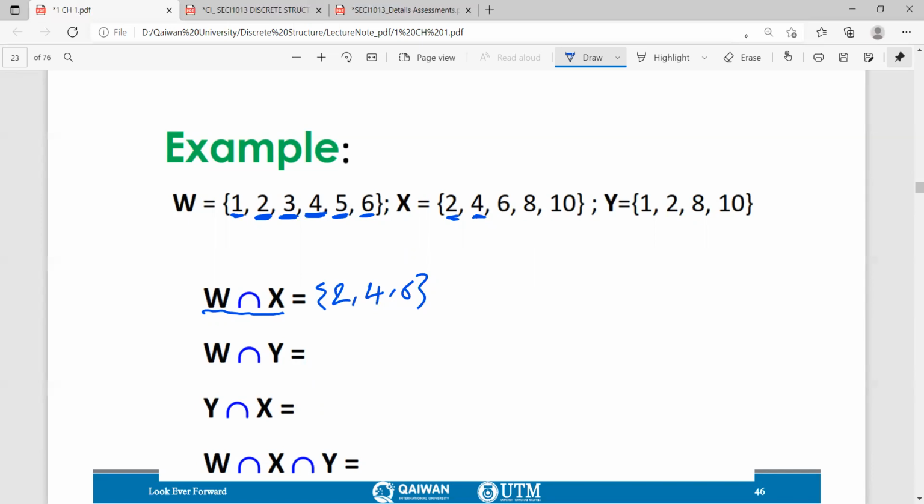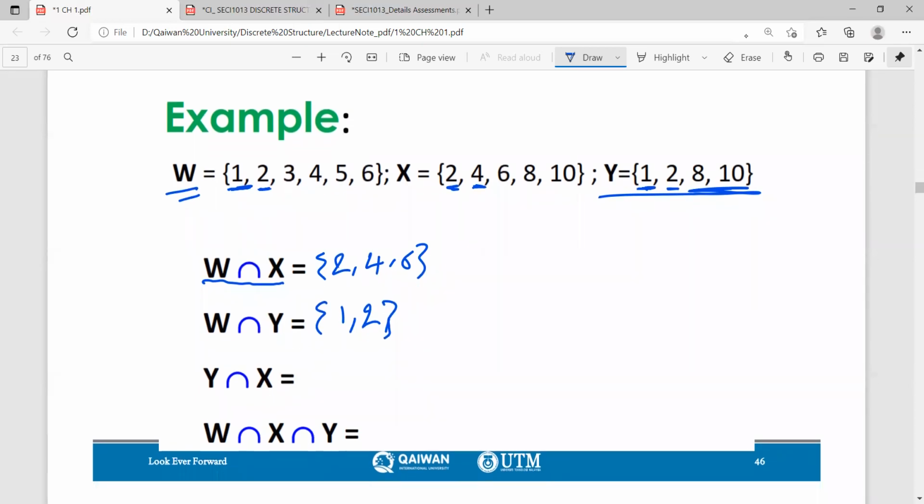For W intersection Y, these 2 sets. 1. Do we have 1 in Y? Yes. 2. We have 2. 3, 4, 5, and 6, we have none of those elements here. That means this is W intersection Y.